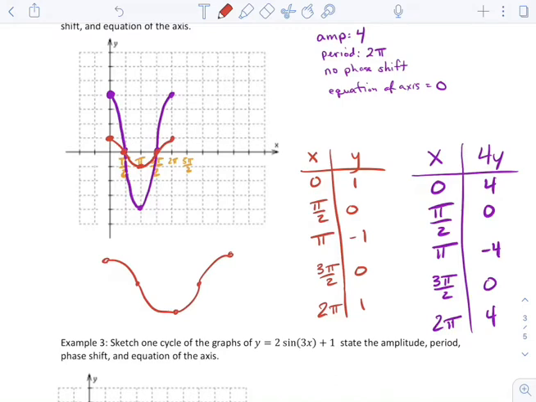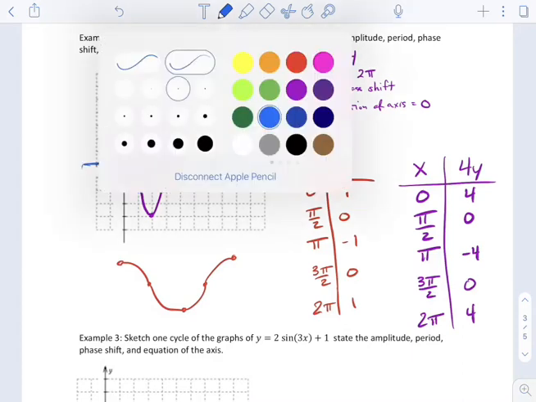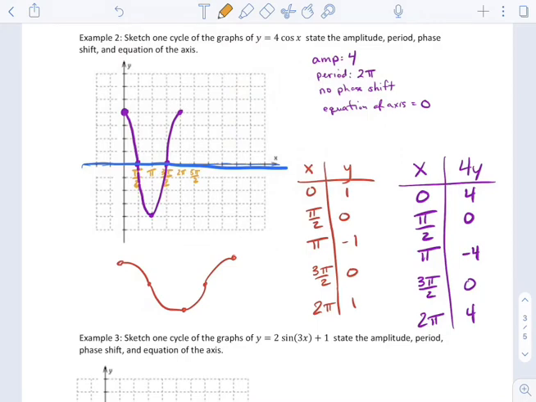If I wanted to look at the characteristics of it, well, the equation of the axis is the line that splits it in half. So we said it was at 0. That's kind of a line that goes through here, I guess. The amplitude is the distance from bottom to top. So from here to here works out to be 4. Same from here to here works out to be 4. Same here to here works out to be 4. So the amplitude is 4 in this case.